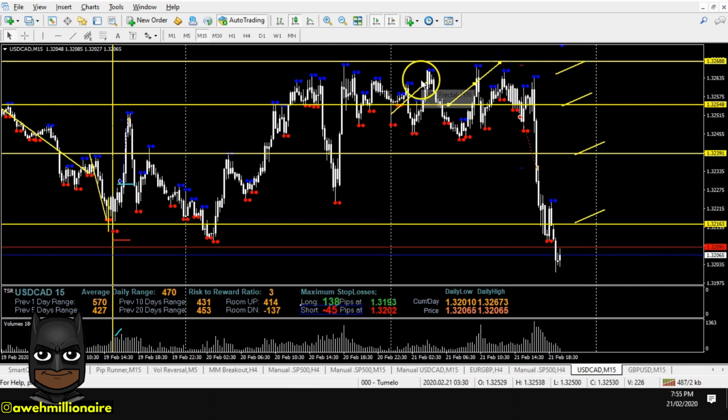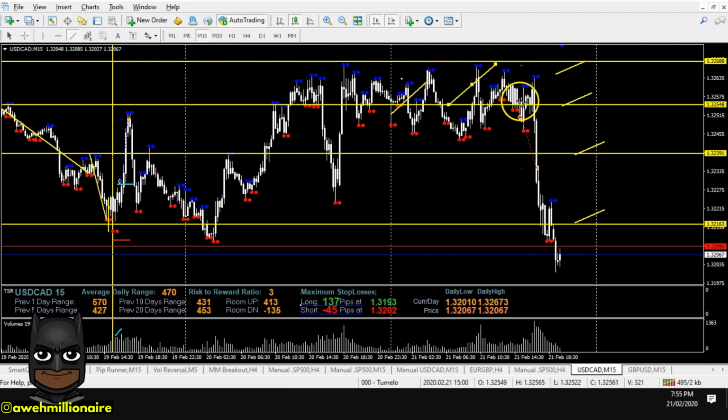And obviously, as you can see, price was consolidating for pretty much the whole day, but it was consolidating at the supply level. So we already know that when price is testing the supply level, all we want to do is sell. Before the news, price came and tested the supply level, so all we've got to do is sell.